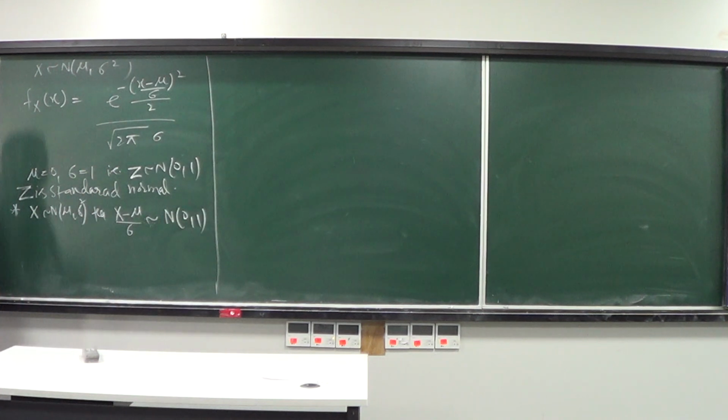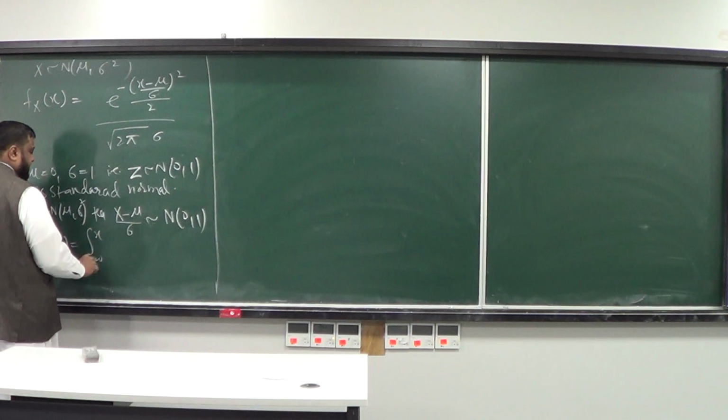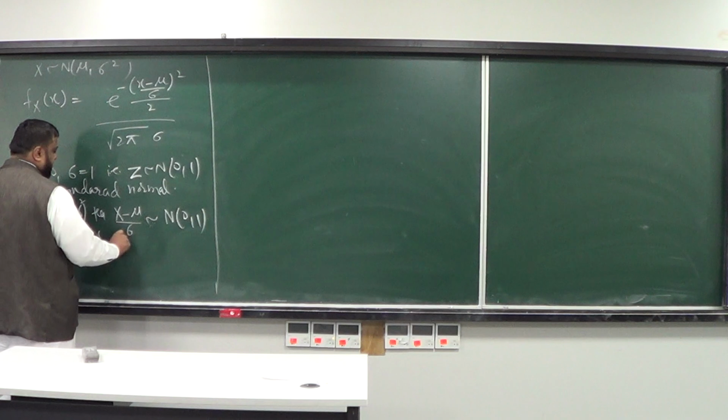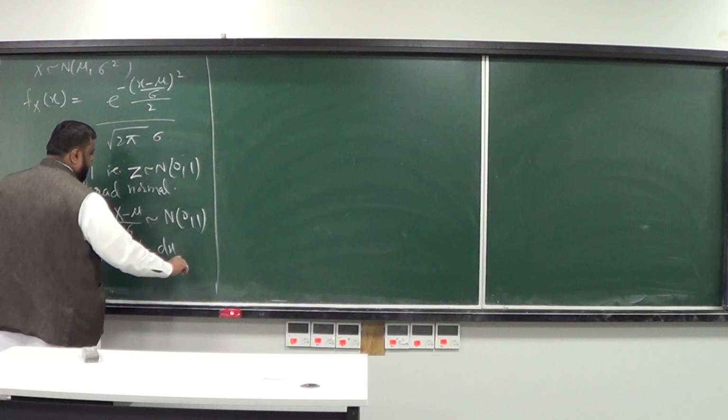So if you subtract mu from the general random variable and divide by square root of sigma square, the standard deviation, you're going to get a standard normal random variable. And then we talked about some of the basic properties of the CDF of the normal random variable. If you remember, the CDF goes like this: the integral from minus infinity to x of e to the minus x square by 2, divided by square root of 2 pi, dx.